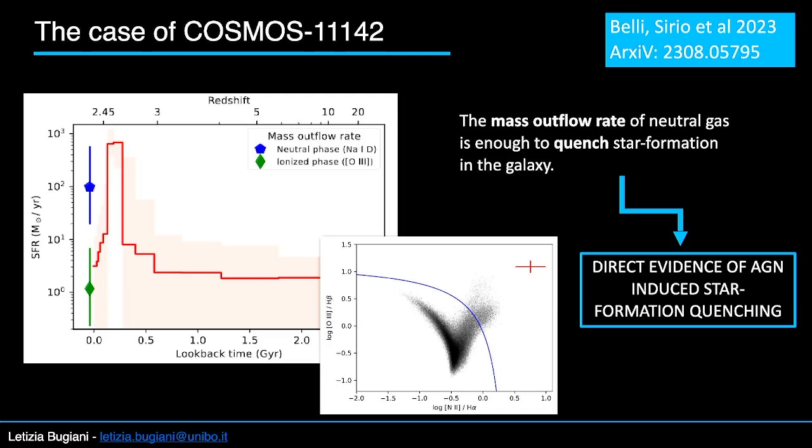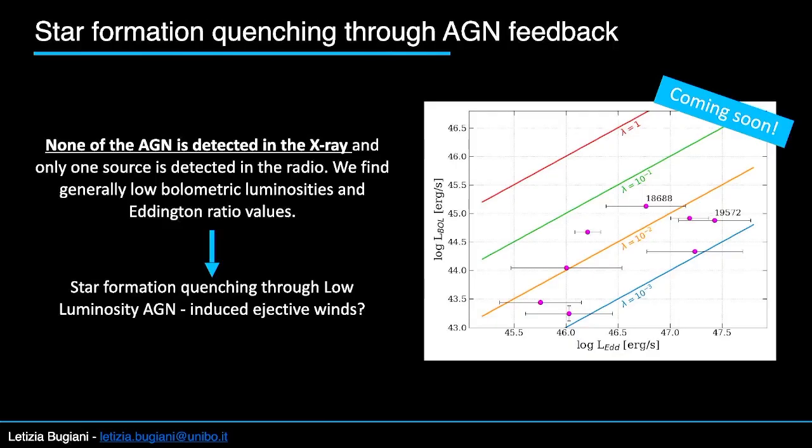As you can see, from the ionized gas phase, we do not actually have that much mass leaving the galaxy. But if we pass to the neutral phase, then the two quantities are comparable. So we can actually explain the quenching of this galaxy by AGN-induced outflows. Lastly, this is the final part of the work that I hope to publish in the next week or so on the arXiv, so look out for that.